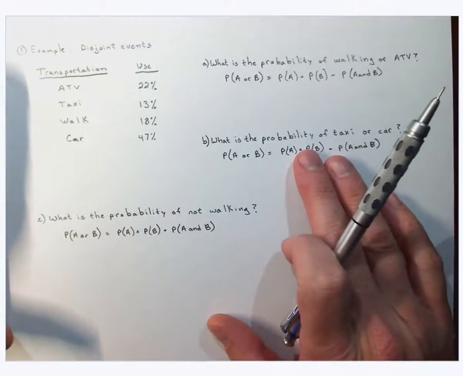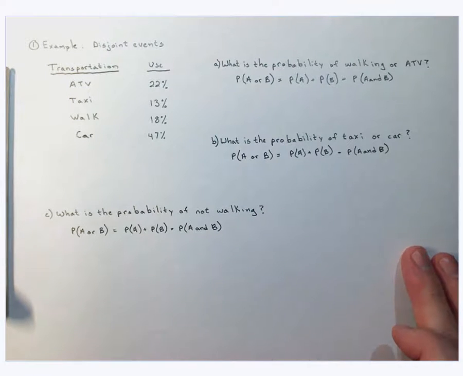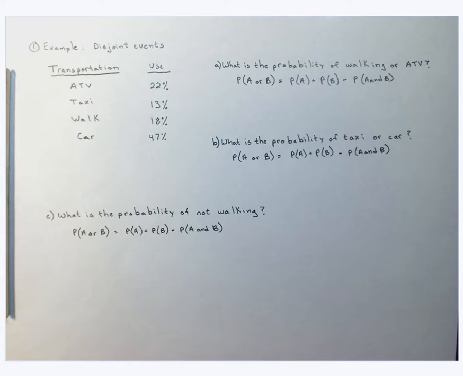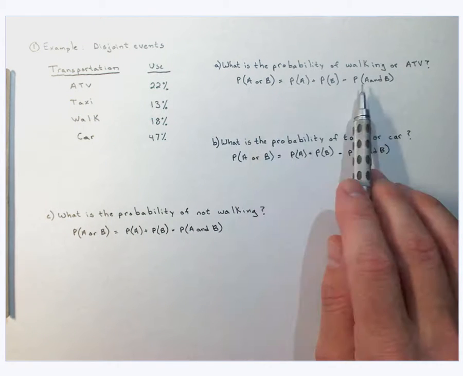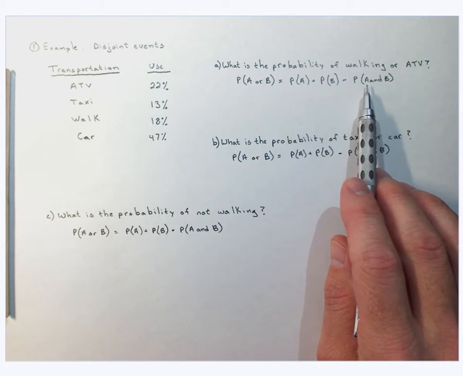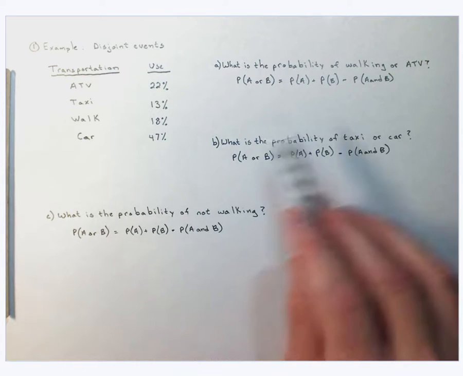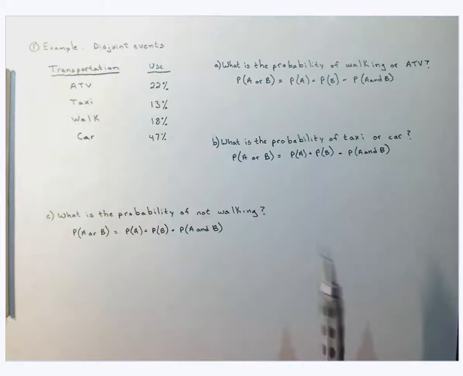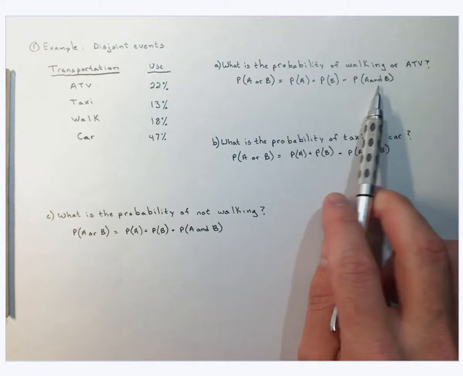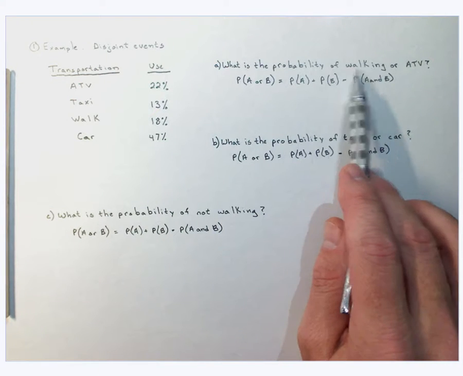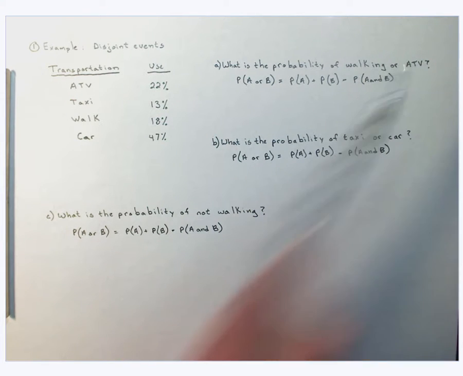And here is our problem. Here's an example of disjoint events. We have different means of transportation and the percent use. What I have written out here is the formula that I gave you for compound events. The reason I've done that is to show you that this works also for disjoint events, and to allow me to talk about the intersection again. What is the probability of walking or taking an ATV?